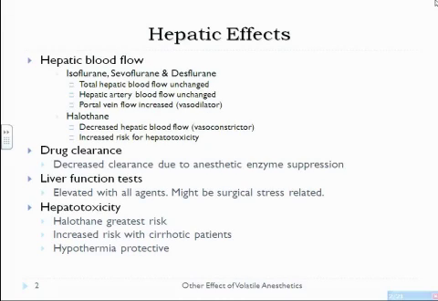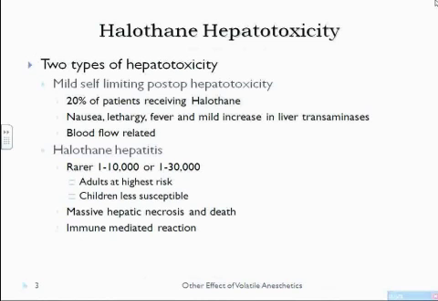actually an immune-mediated reaction. With the liver function tests we see with all the agents you used to use, you see a small elevation, and this is not completely found to be due to the actual anesthetic agents, but may actually be due to surgical stress as well. The biggest hepatotoxicity risk is when you use the agent halothane, and there's also a significantly increased risk when patients are cirrhotic or already have abnormal architectural damage to the liver. It appears that hypothermia may be a little bit protective of hepatotoxicity in patients receiving multiple anesthetics.